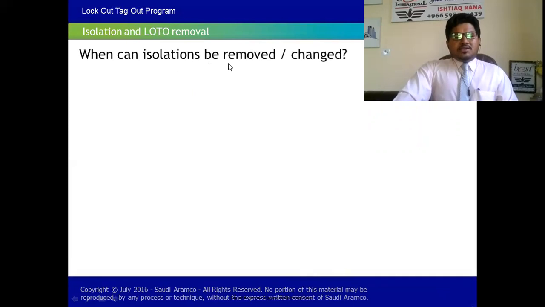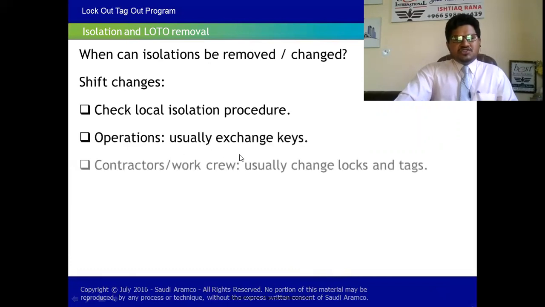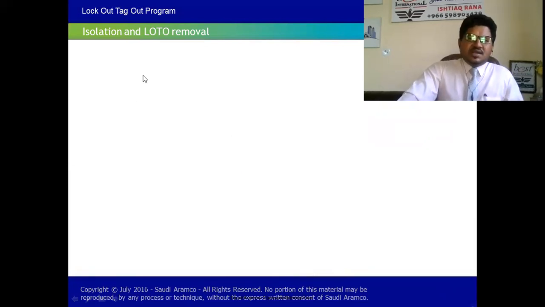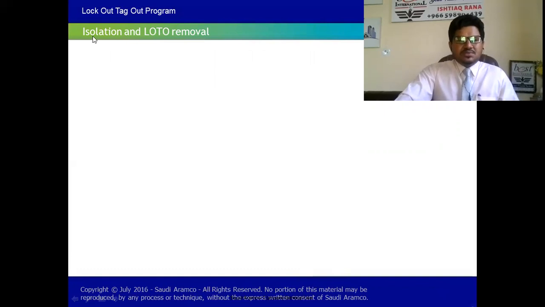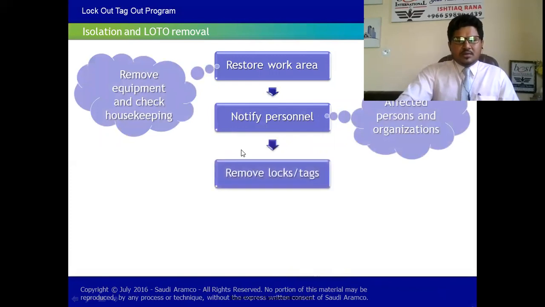Now, when can isolation be removed during shift changes? Check the local isolation procedure. Operations usually exchange keys, and contractors usually change locks and tags. So for each point, put more focus and try to understand and remember all the steps logically. Isolation and LOTO removal: this is an important slide for sure.